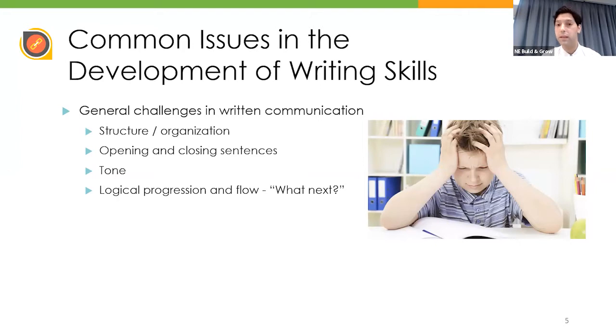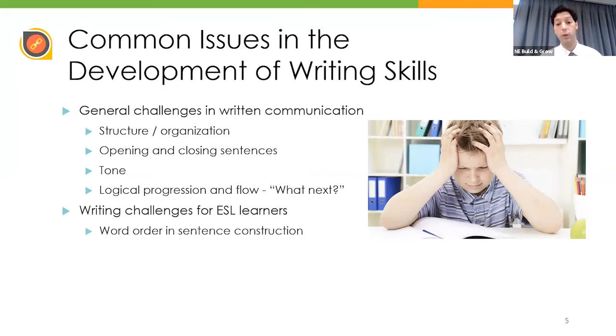A lot of times we see that students have trouble, and not only students, but lots of adults as well, have trouble with coming up with the following sentence. What comes next logically? So we have this sentence here, and then the next idea, I'm not really sure how those connect, right? So these are general challenges in written communication. Now, ESL learners, okay, learners of English, have additional challenges on top of that. So some of those are word order in sentence construction, okay? So the grammar in my native language may not be the same, and so the sentence order or word order might be different. Limited vocabulary, okay? If I'm a young learner or I haven't been learning for a long time, I might not have the vocabulary tools to express myself the way that I would like.